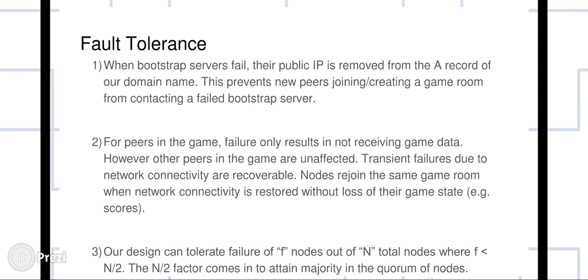When Bootstrap servers fail, their public IP is removed from the A record of our domain name. This prevents new peers joining or creating a game room from contacting a failed Bootstrap node. For peers in the game, failure only results in not receiving game data. However, other peers in the game remain unaffected. Transient failures due to network connectivity are recoverable and nodes can rejoin the same game room without the loss of their game data such as scores. Our design can tolerate failure of less than half the total number of nodes.